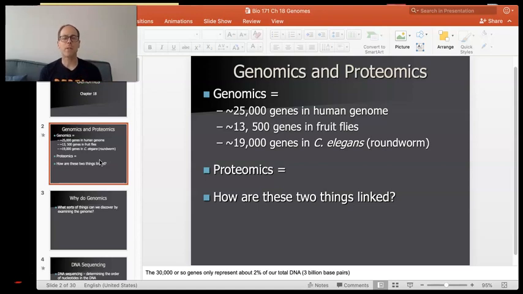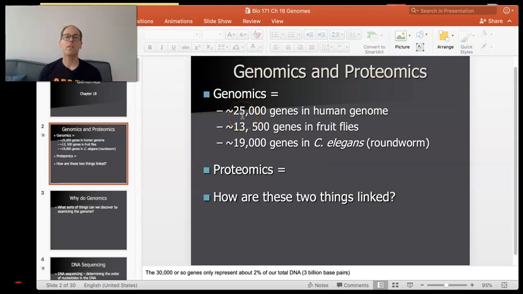And here's some of the stuff that we know, just to throw out a few numbers. So for example, there are about 25,000 genes in the human genome. We had actually estimated that there may have been as many as 100,000 genes. So this was a bit of a surprise once we actually made this discovery.